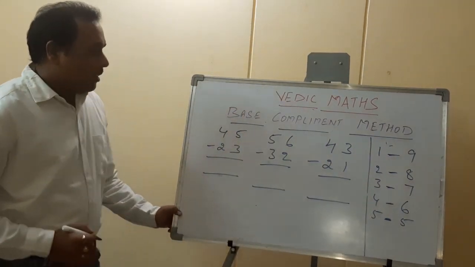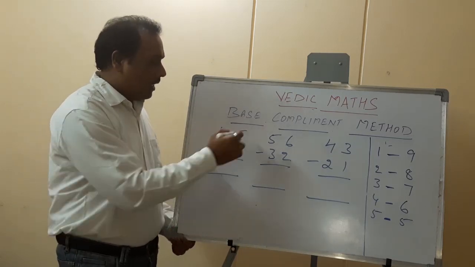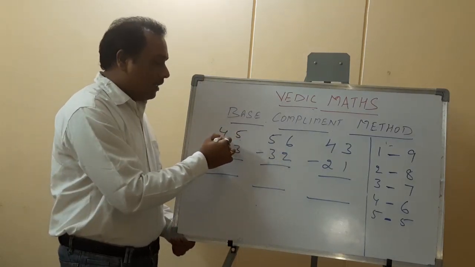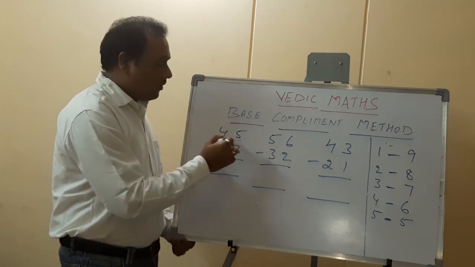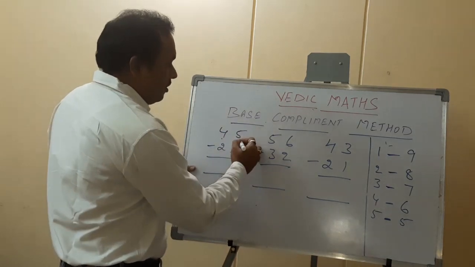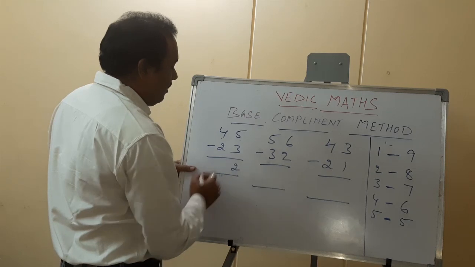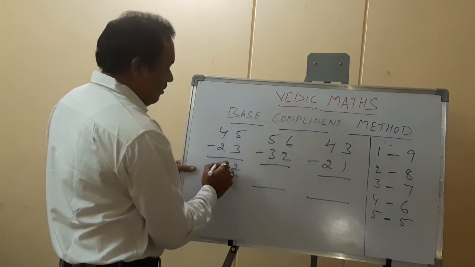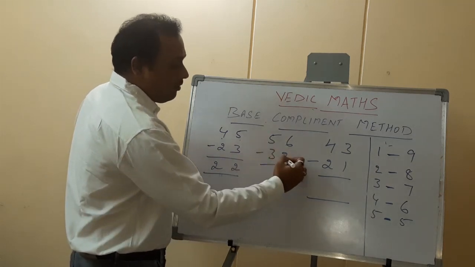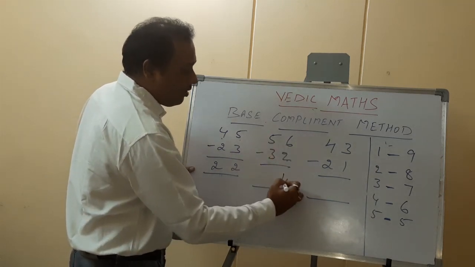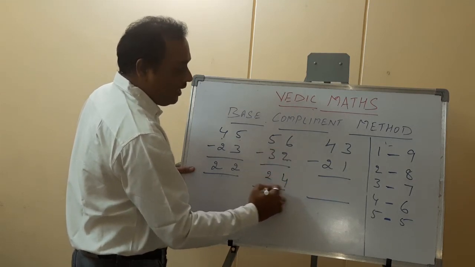Normally in your schools, your teachers might have told you this method, where you always go from right to left. As we go from right to left, from 5 we take 3, then 2 will come. From 4, we minus 2, we get 2. Here also 6 minus 2 will be 4 and 5 minus 3 will be 2, right?